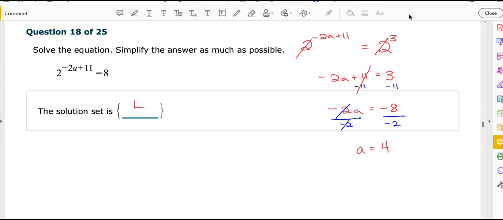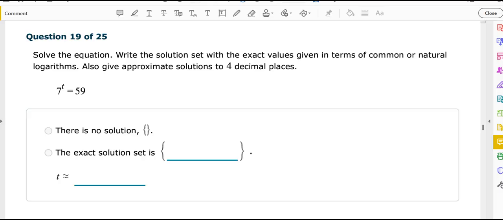Number 19, solve the equation. Write the solution set with the exact values given in terms of the common or natural logarithms. Also give an approximation to 4 decimal places. Okay, 7 to the t equals 59. The variable's up in the exponent, so the process says to take the natural log of both sides. When you do that, that exponent gets to walk out front. So I have t times the natural log of 7 equals the natural log of 59.